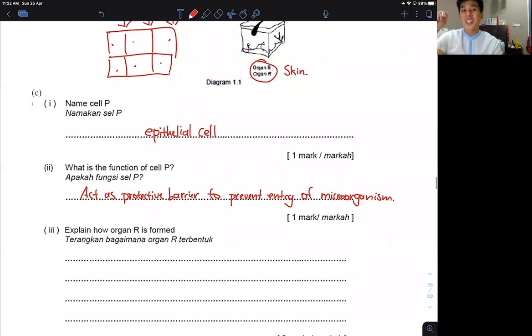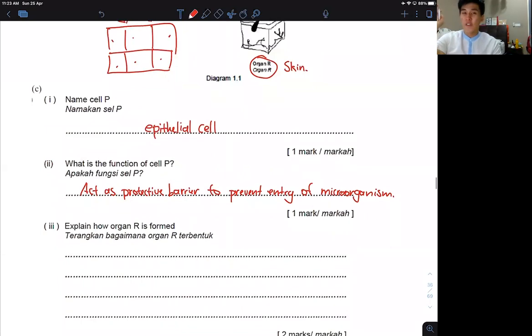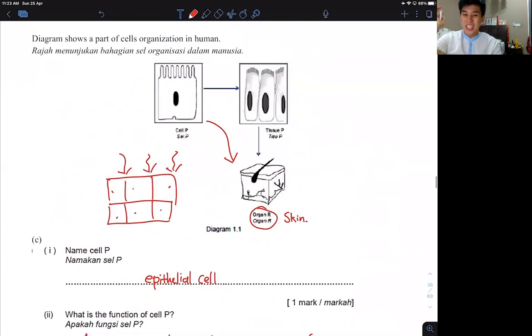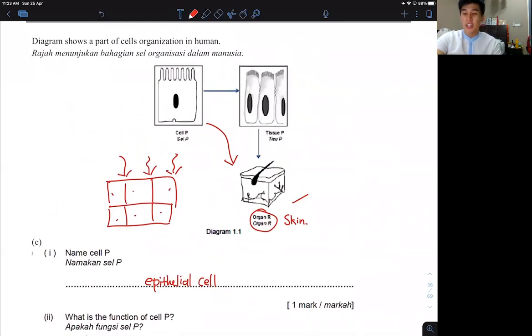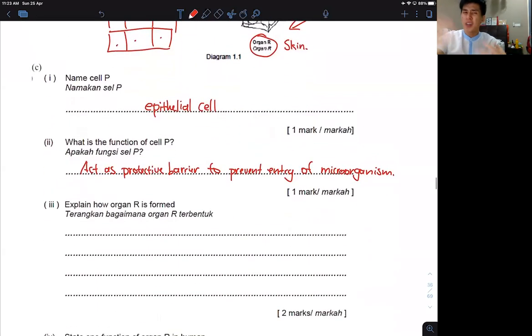Explain how organ R is formed. So they ask how this organ is formed. So whenever they ask how a certain organ is formed, remember, basically you just use the definition to help you answer. Understand? So how an organ is formed. So an organ is made up of different tissues. So how is it formed?